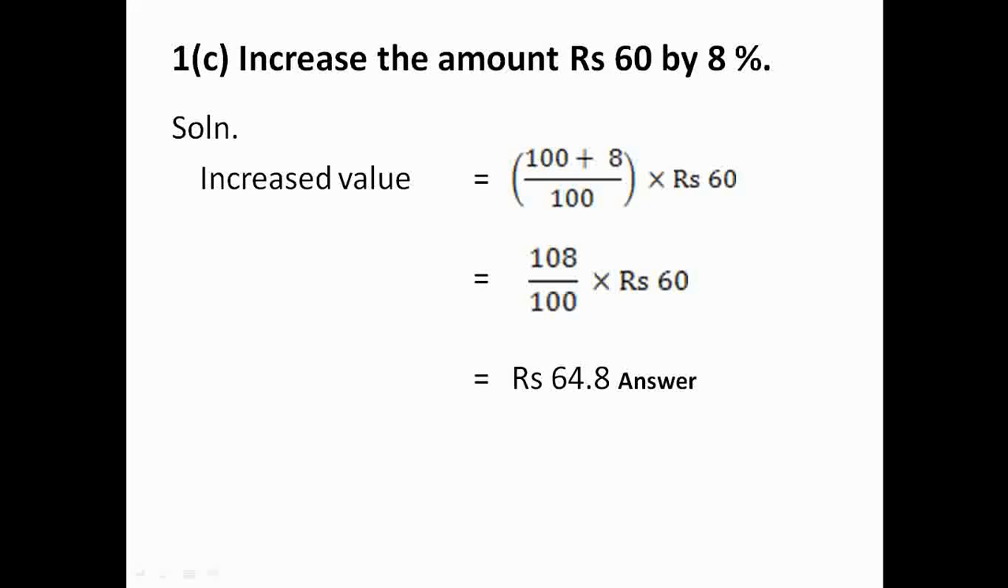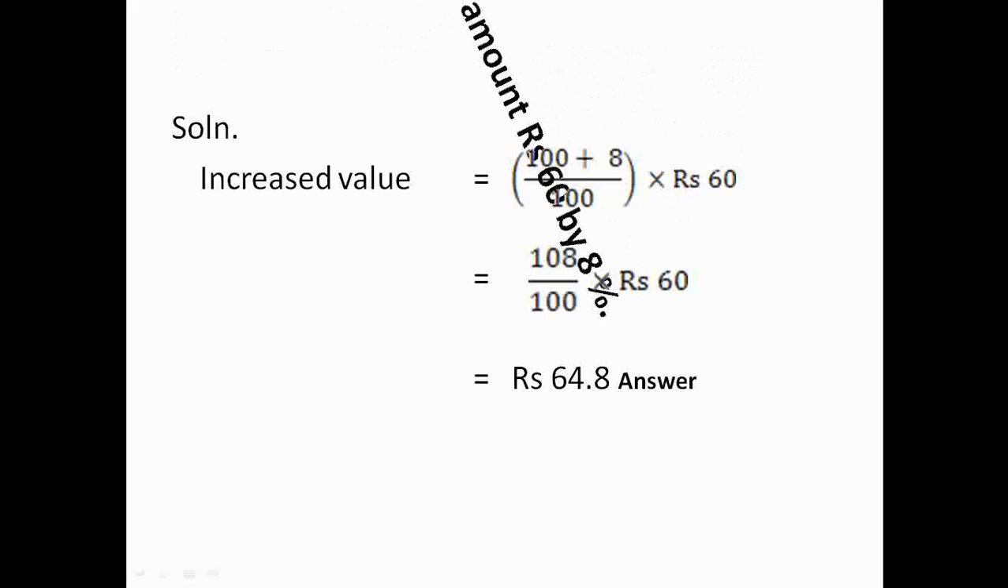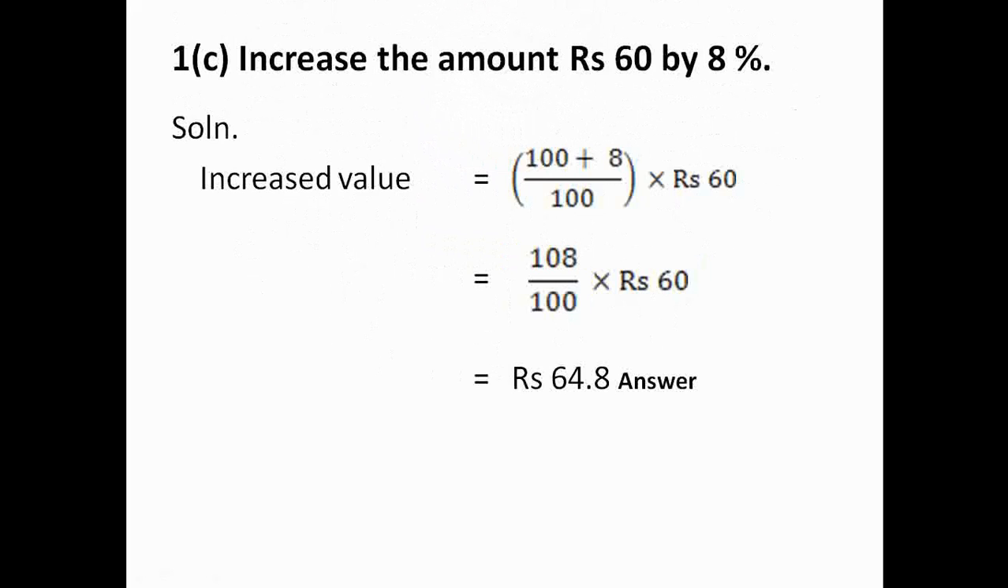Increased value means after increasing by 8%, direct you put the formula: increased value equal to 100 plus how much percentage? It is 8%. So 100 plus 8 divided by 100, multiply that amount which is given in the question, rupees 60. So you get 100 plus 8, that is 108 divided by 100 multiply rupees 60. When you do this calculation, you get the result rupees 64.8, that means rupees 64 and 80 paise. This is the answer.